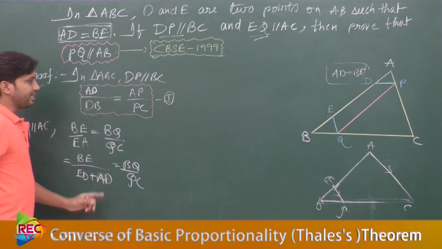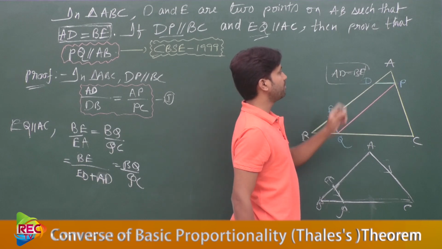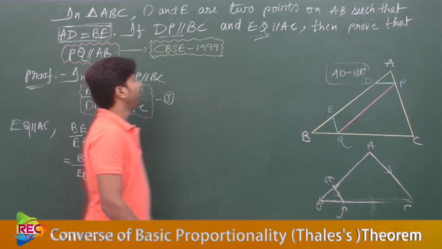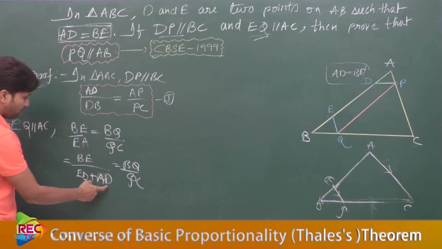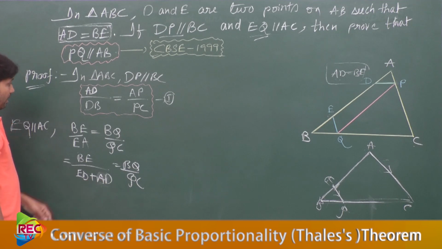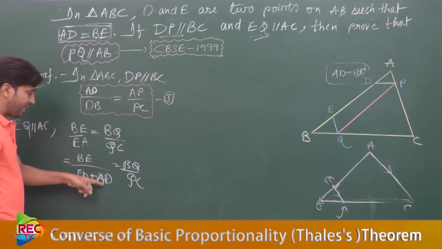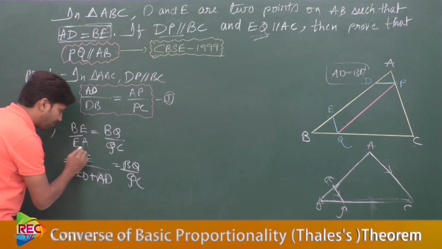DE plus AD is DE plus AD. As we know that AD equal to what? We have been given AD equal to BE. So here we can put down BE in place of AD. And BE in place of AD, we can replace this BE with AD again or not? Replace this here.